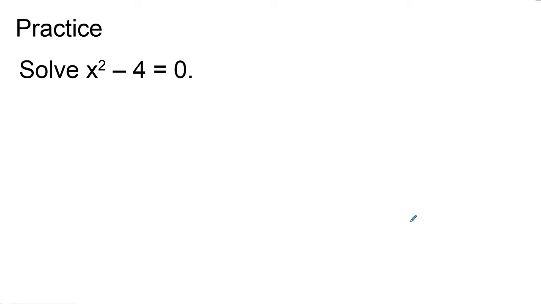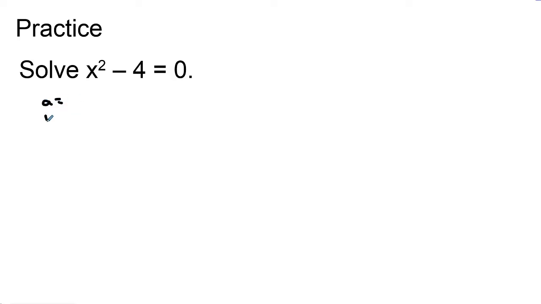So solve x squared minus 4 equals 0. We don't have a middle term, so there are multiple ways to approach this problem. You can definitely try to factor it, or you can add 4 to both sides and take the square root, but for these purposes, we're going to solve it using the quadratic formula. So let's write out everything.